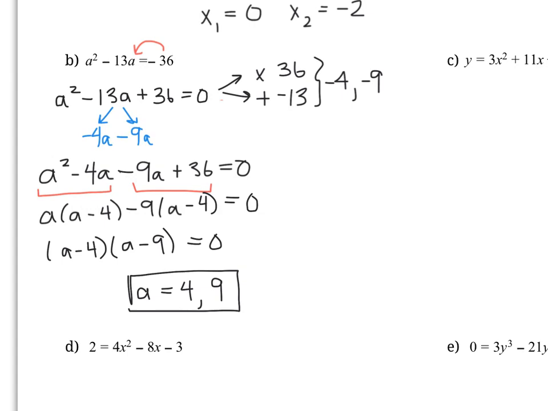So now both terms have a minus 4 in common. So we factor out that guy, and in this one we're left with a, and here we're left with negative 9. Did you make sure you put a negative 9 there? You can expand this to make sure that you've got it right. And we know our answer here, because the right side is equal to 0. a can be 4 or a can be 9.